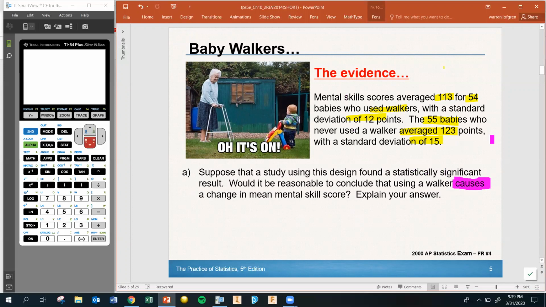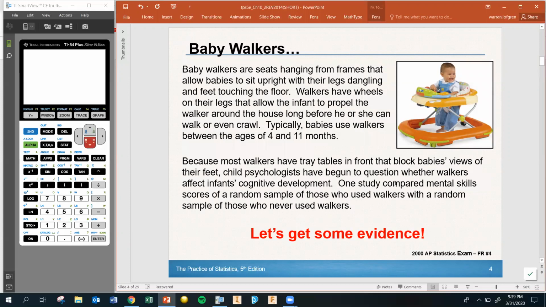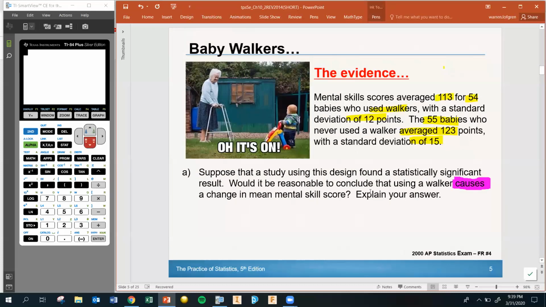You might remember, the only way that we can say that one thing causes something else to happen is if we've set up a controlled experiment with treatments. And that's not the case here. There was no experiment that was done. You might remember it said on the previous slide that they just randomly selected some babies. They had a random sample of those that used walkers and a random sample that never used walkers.